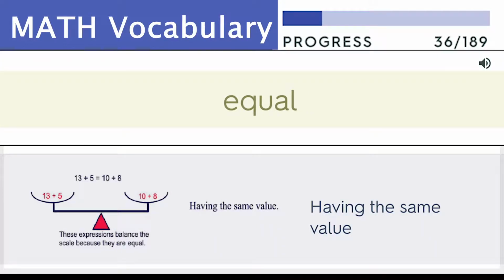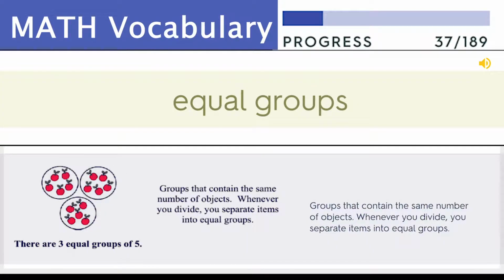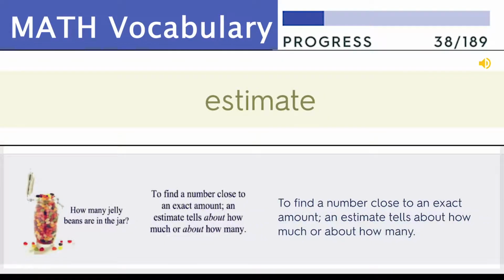Equal. Having the same value. Equal groups. Groups that contain the same number of objects. Whenever you divide, you separate items into equal groups. Estimate. To find a number close to an exact amount, an estimate tells about how much or about how many.